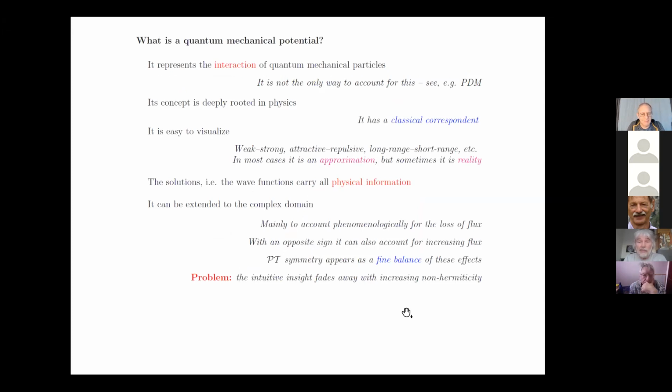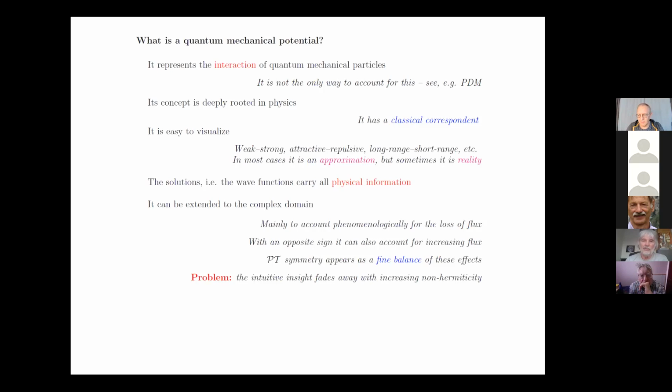So first, let me show you some philosophical thoughts about how we think about quantum mechanical potentials. As everybody knows, they represent the interaction of quantum mechanical particles, but they are not the only players in this. For example, the position-dependent mass can also mimic somehow the environment of the particle, but anyway, the quantum potential is the important aspect of describing quantum mechanics. And its concept is deeply rooted in physics. It has a classical correspondence.